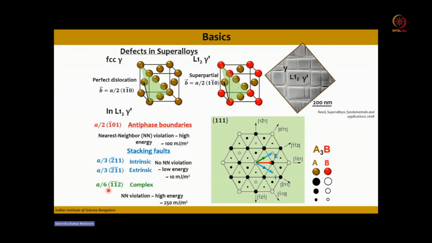If they shear by a/6 <1 bar 1 bar 2>, this is a small vector, then it violates the nearest neighbor, similar to the antiphase boundaries, and has a higher energy, which is around 250 millijoule per meter square. So depending upon the shearing direction, you will get different types of faults. And these shearing directions are governed by the temperature and the stress conditions of that particular alloy.